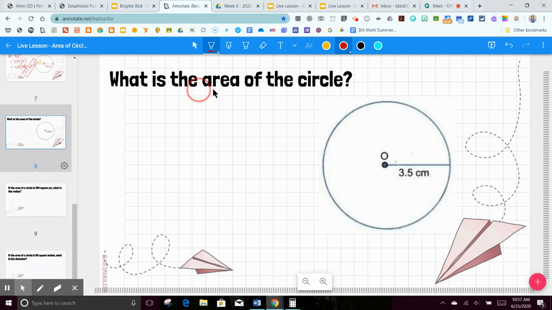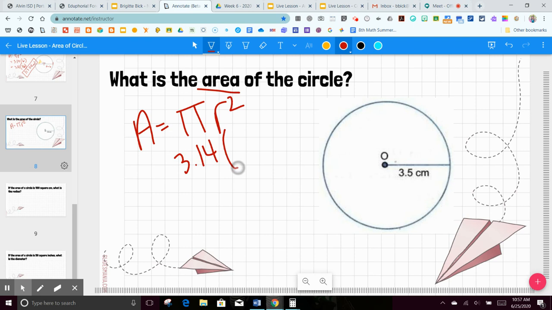Same here. What's the area of your circle? So A equals pi r squared. There's a lot of decimals because of the 3.14. But like I said in the last video, if your answer choices aren't super close together, you can kind of just round.